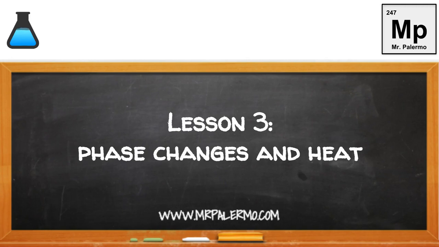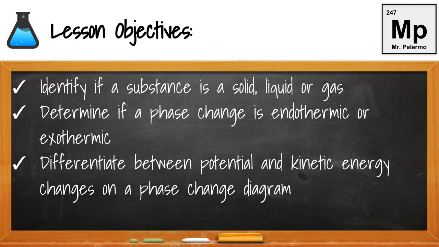Welcome to Lesson 3, Phase Changes and Heat. Our lesson objectives: identify if a substance is a solid, liquid, or gas, determine if a phase change is endothermic or exothermic, and differentiate between potential and kinetic energy changes on a phase change diagram.